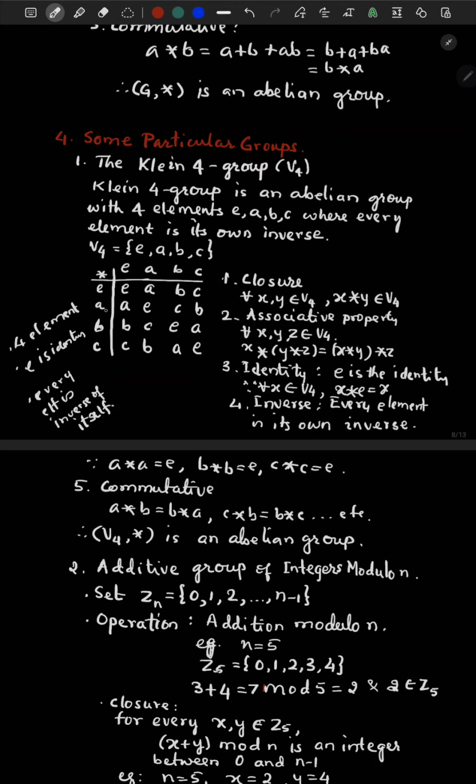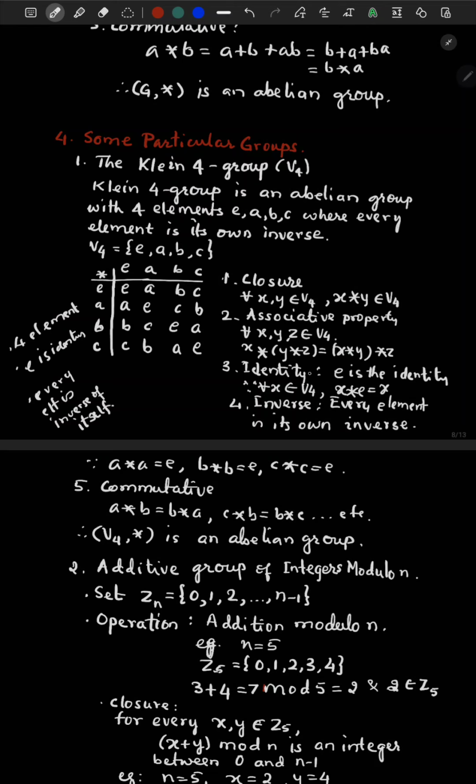So closure property, for example, is here the binary operation is multiplication. Star. A star B is C. C is again here. A star C is B. B is here. B star A is C. C is here. So you can check here the closure property is true and also associative property. Take any 3 elements from this set, then check the associative property, that is true.